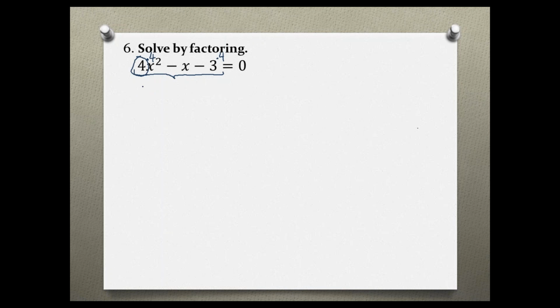Now I'm just going to rewrite the problem. So 4 times 4 is 16x squared. Bring down the middle term, and then negative 3 times 4 is negative 12.